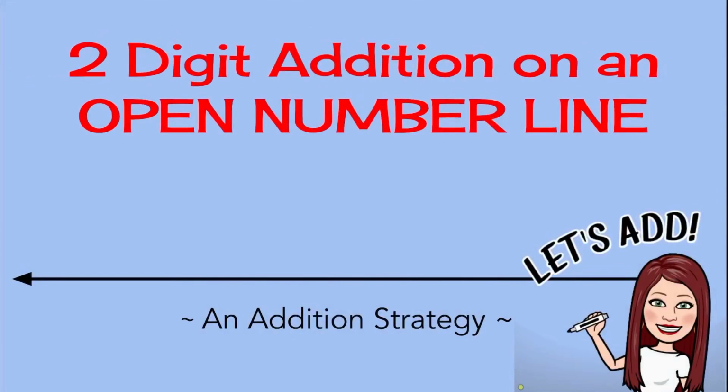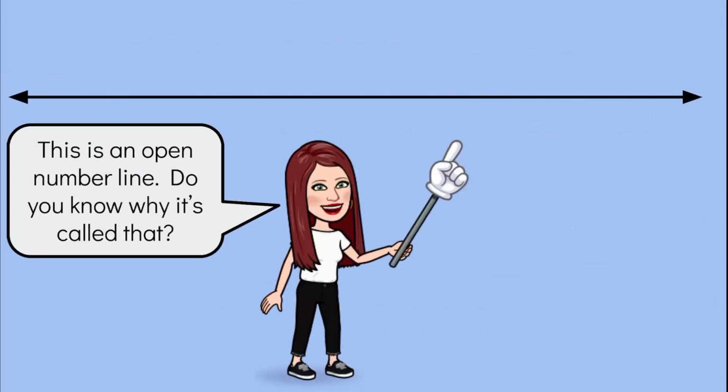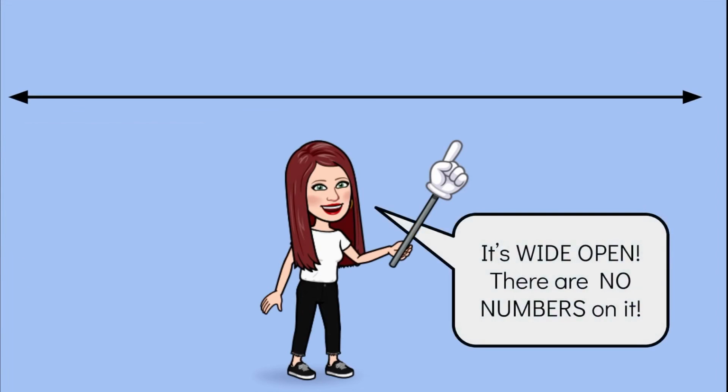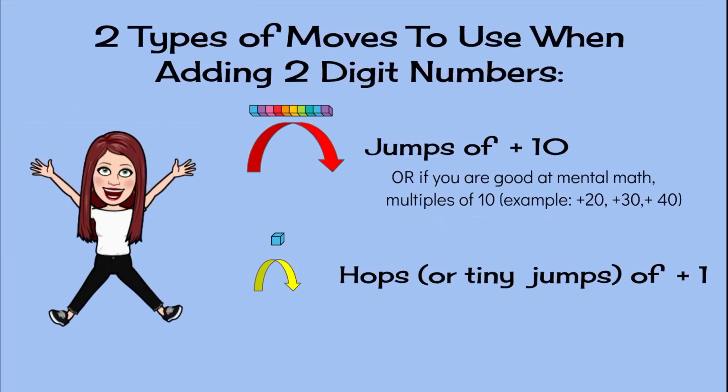Alright, so let's talk about two-digit addition on an open number line. This is an addition strategy. It's just one of the many strategies that we will use. So it says this is an open number line, and do you know why it is called that? It's wide open. There are no numbers already on it.